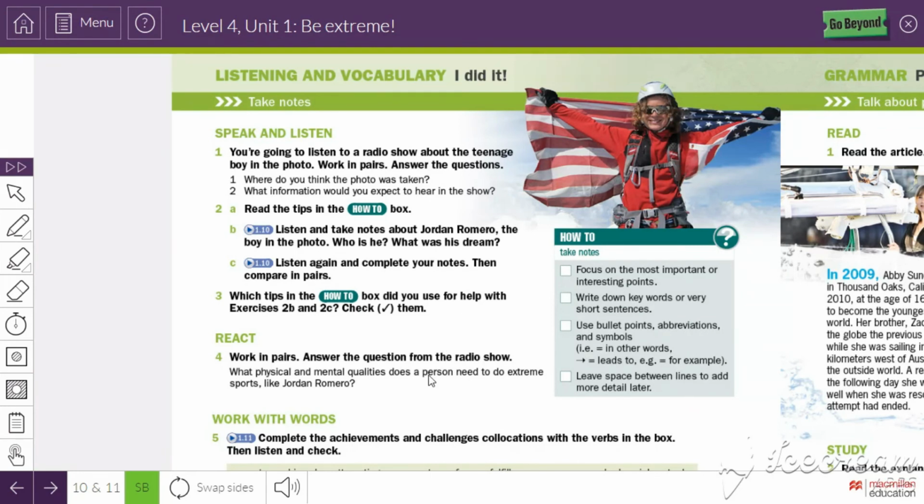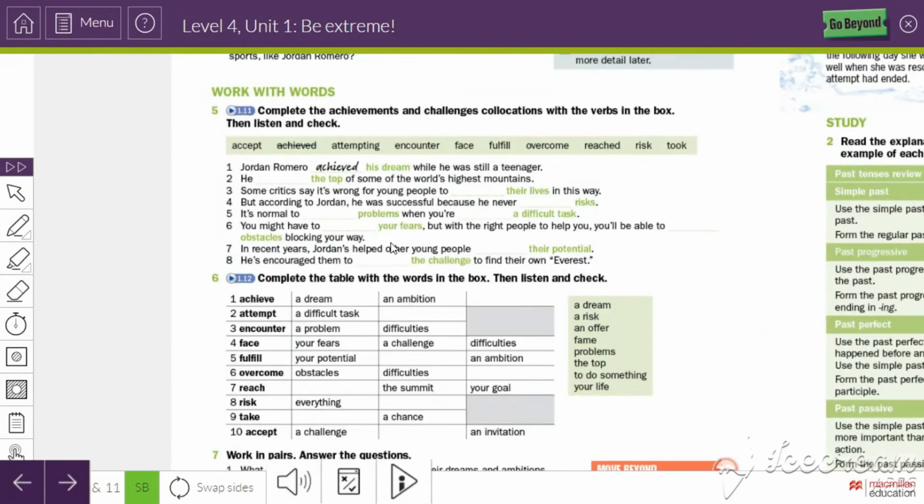Now let's go straight to exercise 5. Look at the instruction. Complete the achievements and challenge collocation with the verb in the box. We call it a collocation. It's like words that always go together. And then you can listen and check.